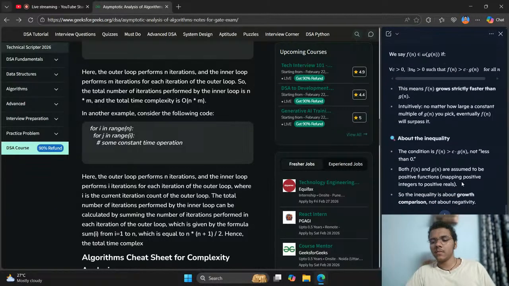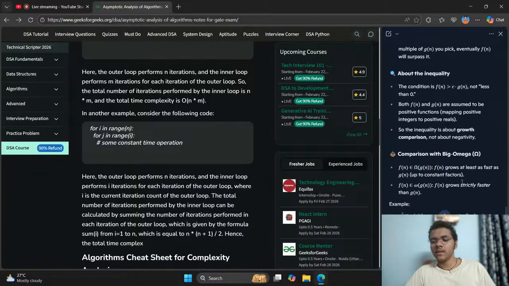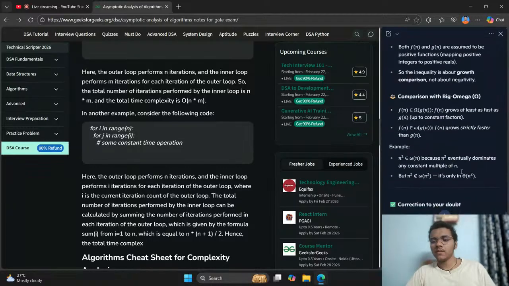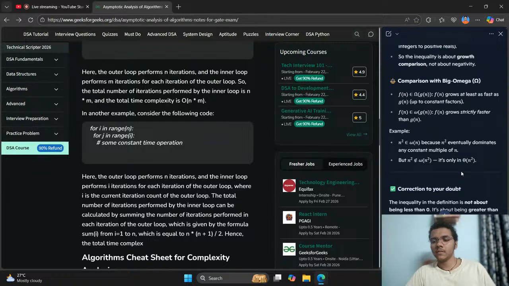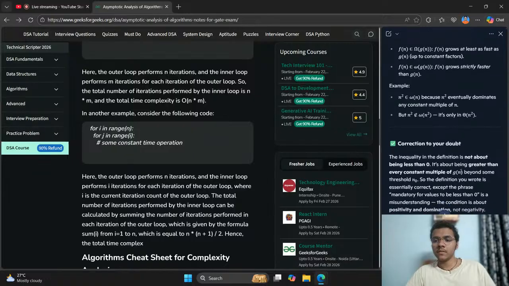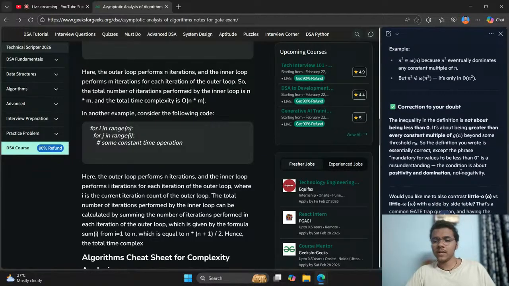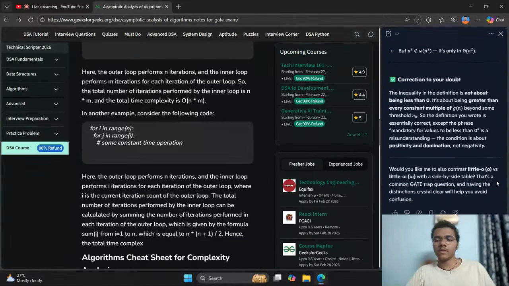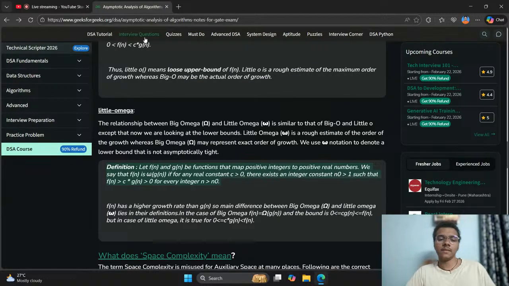Both are assumed to be positive functions, so the inequality is about growth comparison, not about negativity. Okay, f of n grows at least as fast as g of n. The inequality in the definition is not about being less than zero, it is about being greater than every constant multiple of g of n beyond some threshold. So the definition you wrote is essentially correct, except the phrase mandatory for values to be less than zero is a misunderstanding. The condition is about positivity and domination, not negativity.